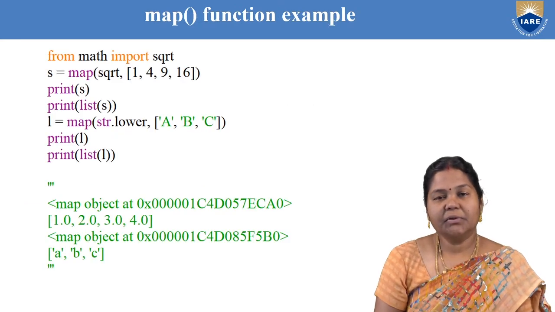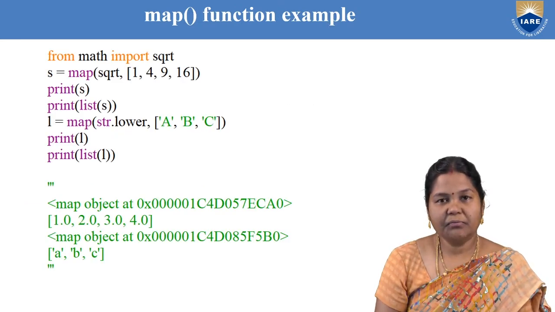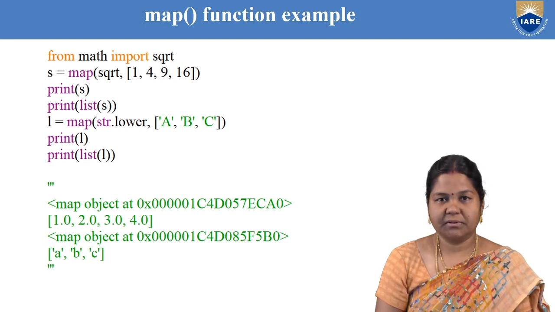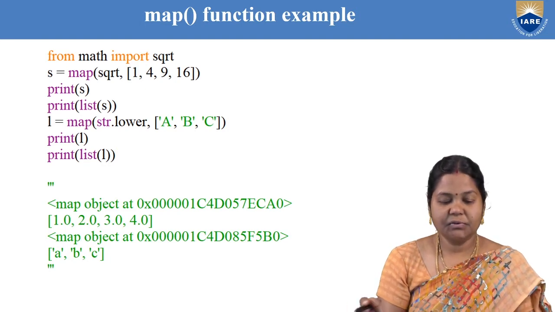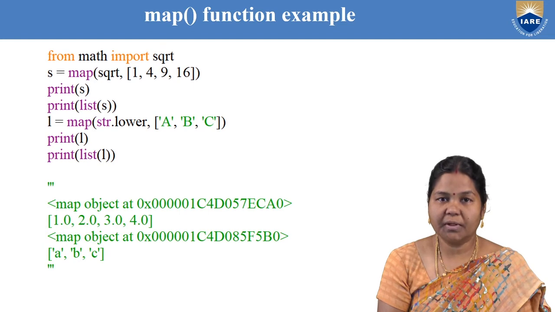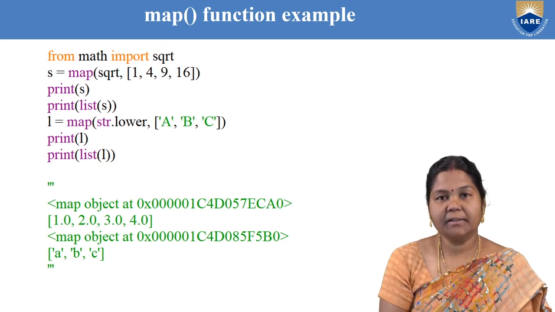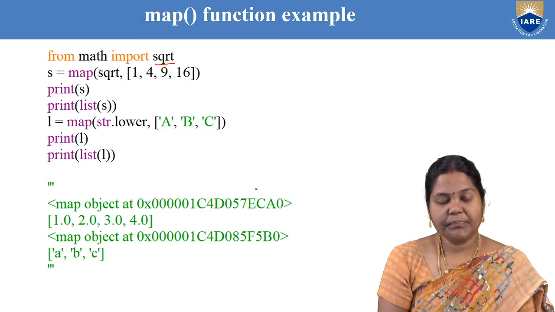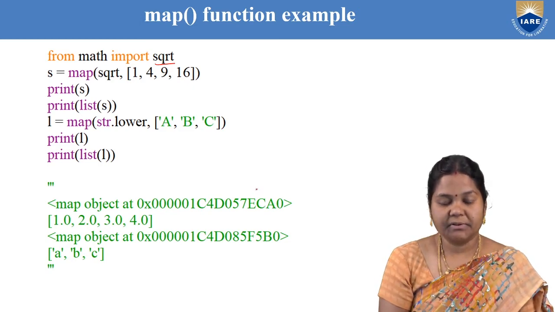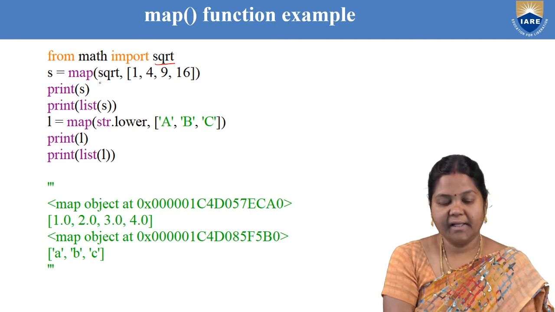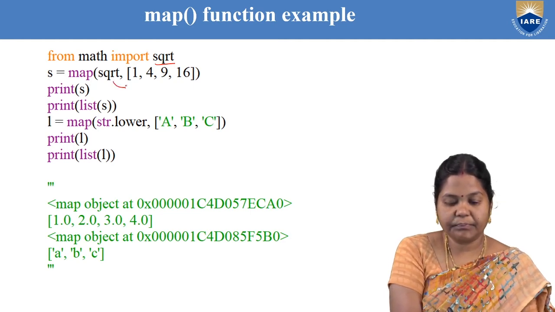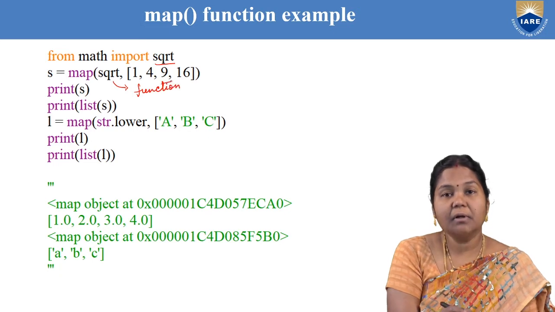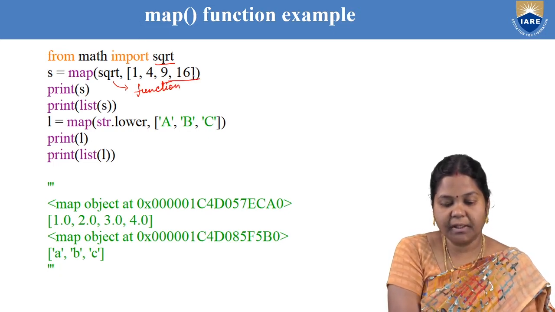Now, suppose you want to find the square root of every element of a sequence. Then we can write it like this. Let us first import the square root function. So, you can write from math import sqrt. After importing, let us use the map function. So, map of sqrt, where sqrt is the name of the function. This is the first argument, a function to find the square root of the iterable. And this part is called the sequence.